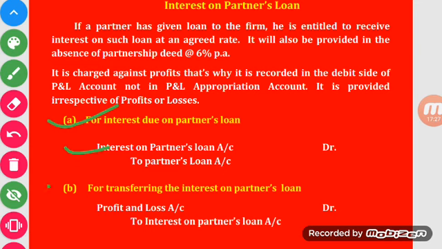The second entry will be for transferring the interest on partner's loan to profit and loss account. So your entry will be: profit and loss account debit to interest on partner's loan account. Is it clear? I hope you understood this concept properly, how interest on partner's loan is to be treated while preparing profit and loss appropriation account.